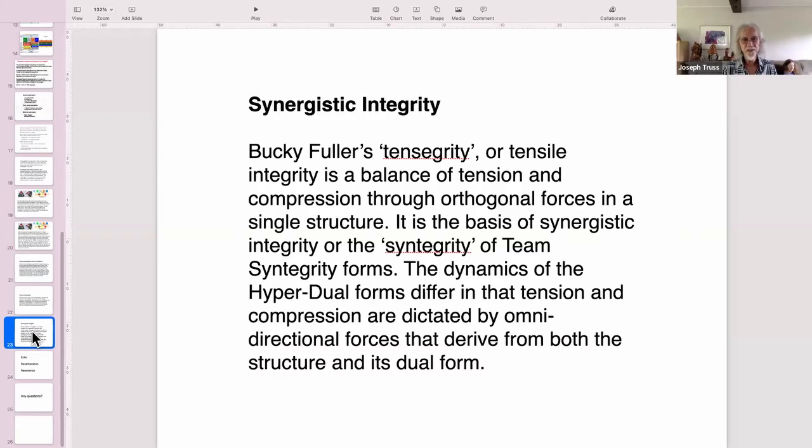Buckminster Fuller's tensegrity, or tensile integrity, is a balance of tension and compression through orthogonal forces in a single structure. It is the basis of synergistic integrity, or the syntegrity of team syntegrity forms. The dynamics of the hyperdual forms differ in that tension and compression are dictated by omnidirectional forces that derive both from the structure and its dual form. So you have an exchange of information coming off the surface of one and onto the surface of another. In an icosahedral integration, everything flows on the exoskeleton, on the outside of that structure.